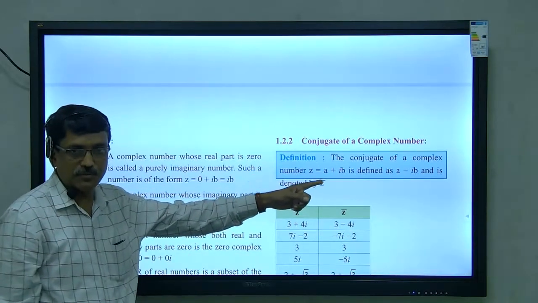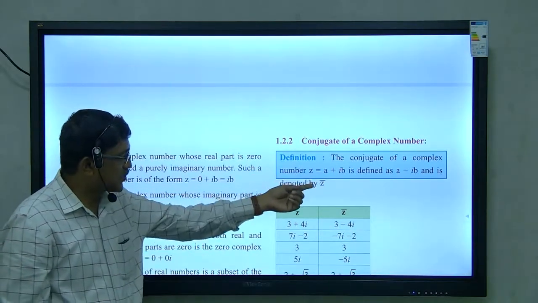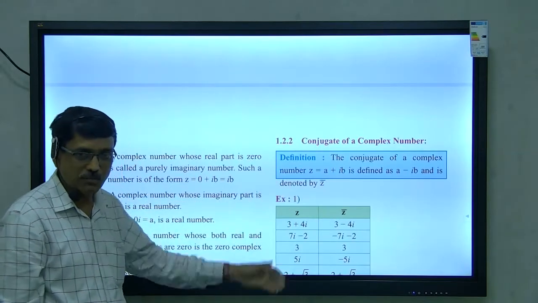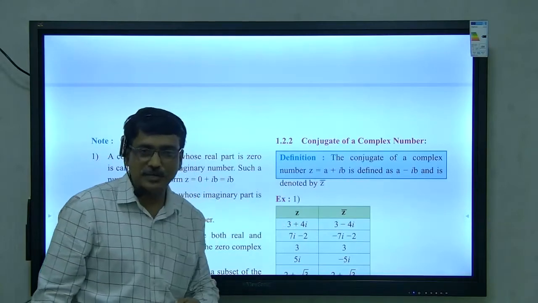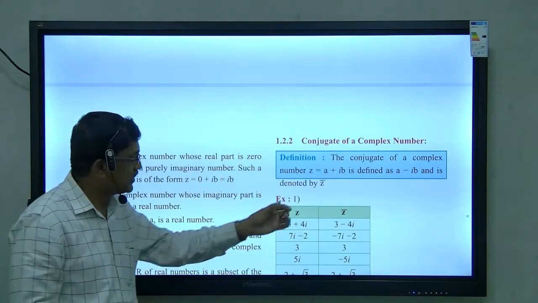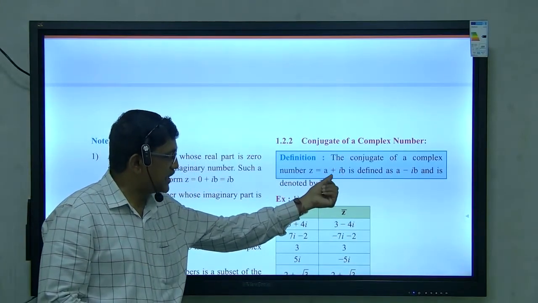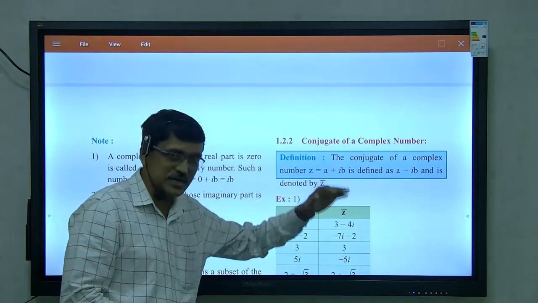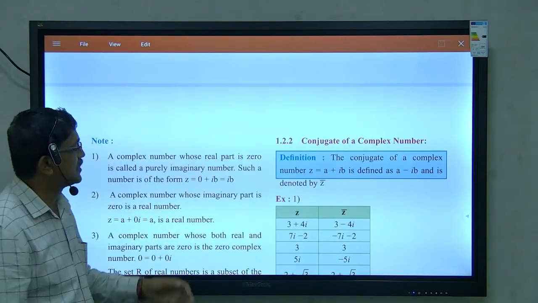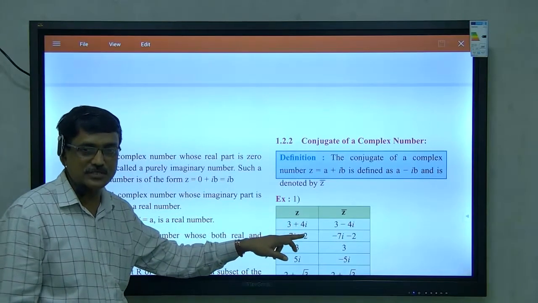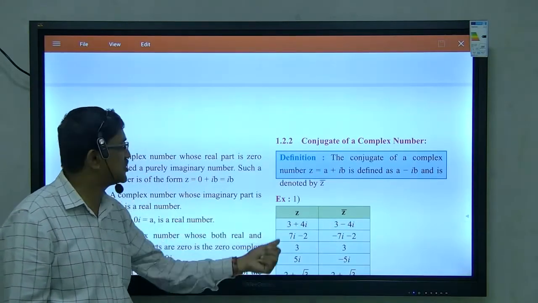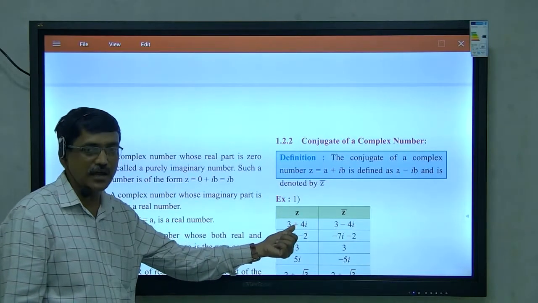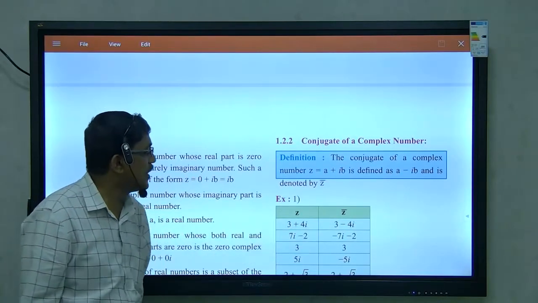Next, conjugate of a complex number. See, if z is equal to a plus ib is a complex number, then its conjugate is a minus ib. Simply change the sign of the imaginary part. It is plus ib, make it minus ib. See, there are some examples. If 3 plus 4i is a complex number, then its conjugate is 3 minus 4i. Simply change the sign of the term of i. Plus 4i, make it minus 4i.